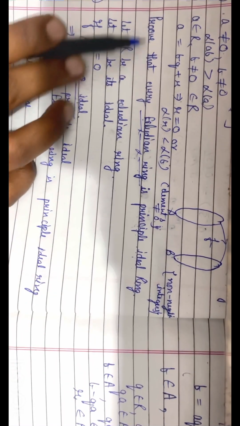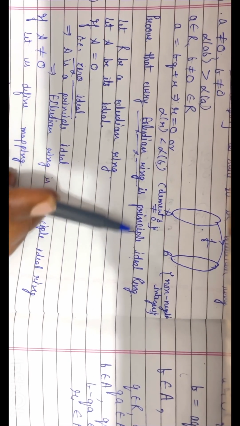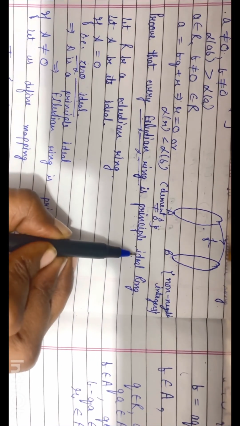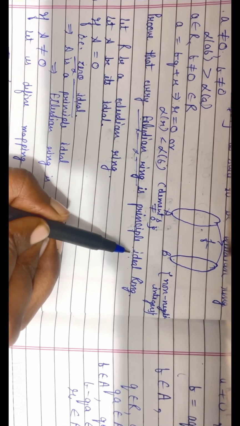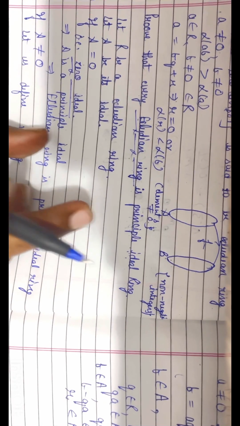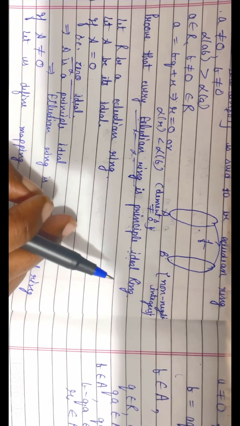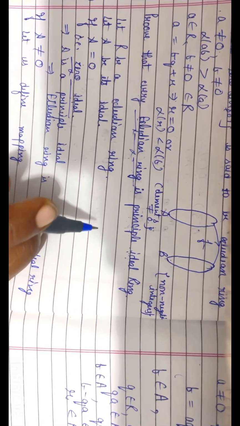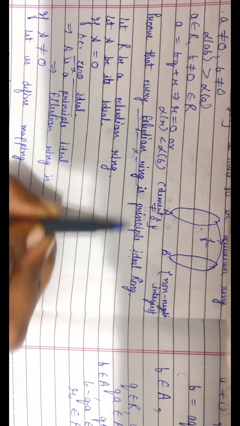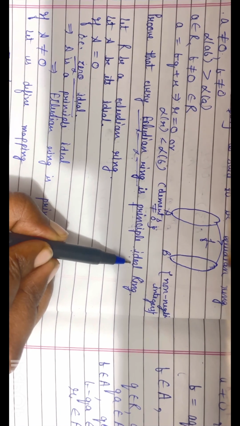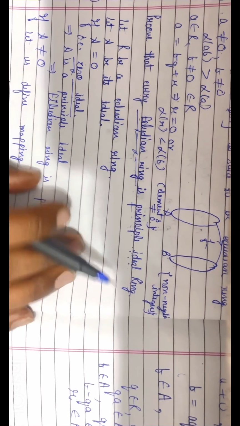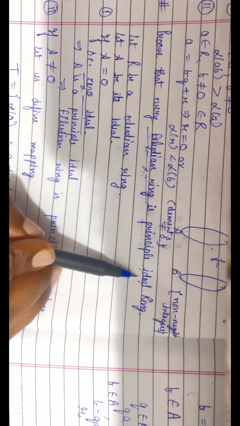Now, returning back to our theorem, prove that every Euclidean ring is a principal ideal ring. That means every ideal belonging to this Euclidean ring is a principal ideal. What is a principal ideal? It means that every element of an ideal is generated by a single element of that ideal. Or if every element of an ideal can be written as a multiple of a single element belonging to that ideal, then that ideal is known as a principal ideal.